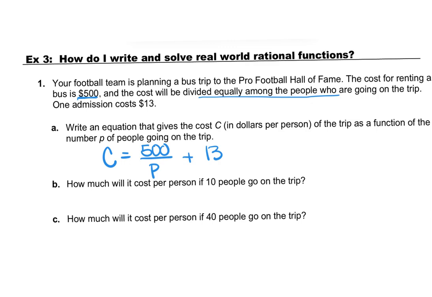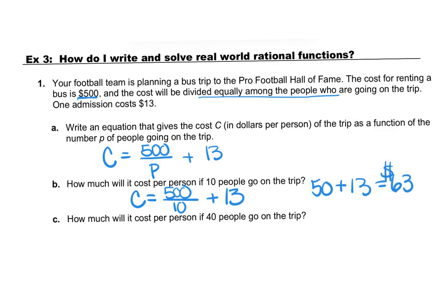So how much will it cost if 10 people go on the trip? If 10 people go on the trip, your cost is equal to 500 divided by the 10 people that are coming plus the cost of the ticket. So we would take the 500 divided by 10 and you get 50, and then we pay for the ticket. And so that would be $63. So each person would pay $63.